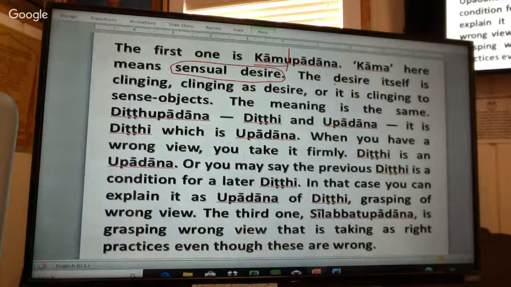And then Dittupadana. Dittupadana means Ditthi plus Upadana. Ditthi is wrong view. The first time somebody has that kind of theory, the wrong view is not too strong, but later, with thinking and practicing that wrong view again, it becomes more and more strongly wrong view. That kind of wrong view we call upadana.